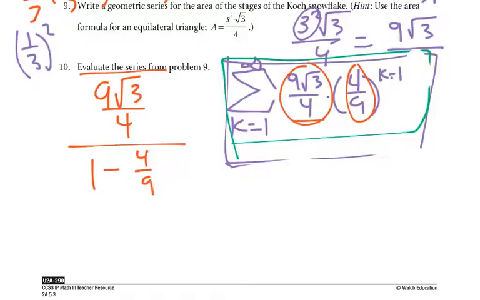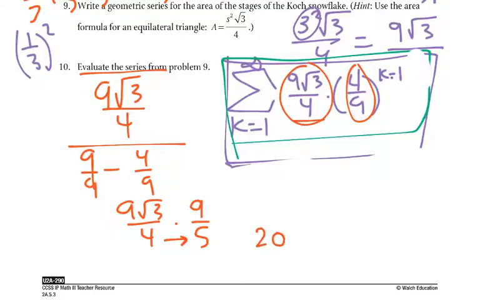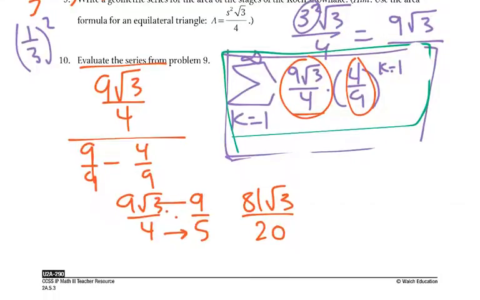Now, normally I just say type it into the calculator, spit out the answer, and go from there. But if we really wanted to, that could be like 9 over 9. 9 minus 4 would give us 5 over 9. Dividing into 9 square roots of 3 over 4. Remember, if we multiply by the reciprocal, we get the same answer. So that would give us 20, and that would give us 81 square roots of 3 over 20. Which we can't really simplify, can we? So if we did type it in, we'd get 7.0148. Either one of those would work.